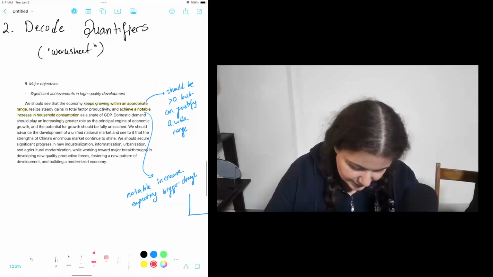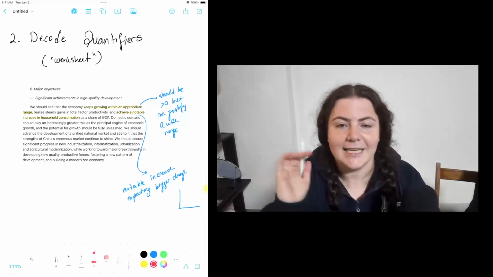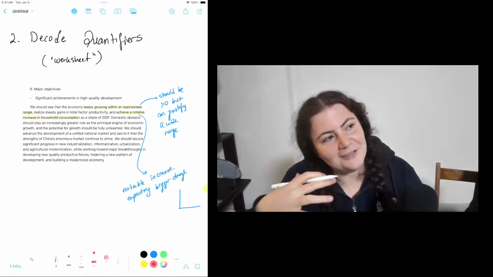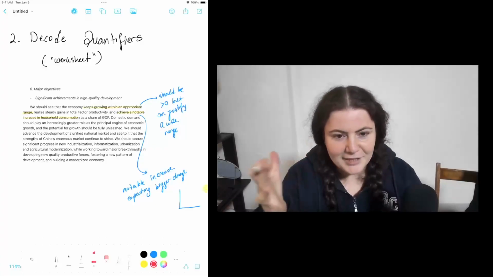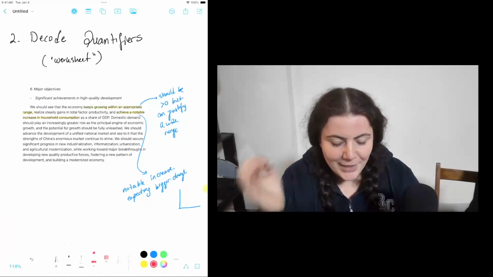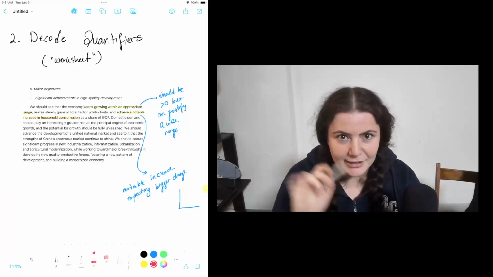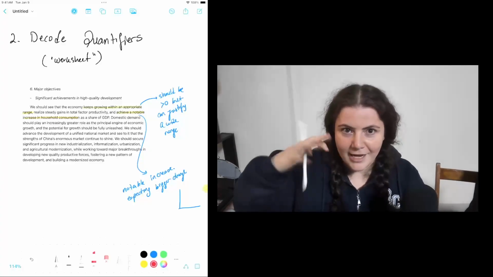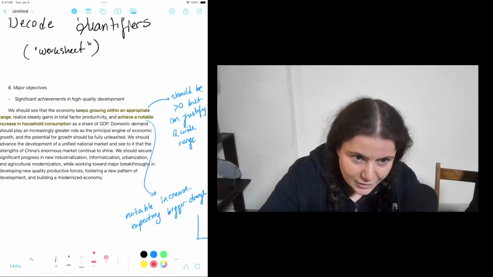Now, the second, let me see if I can put this. Okay, the second is decoding quantifiers. The 15th five-year plan, this document, feels a little bit like a worksheet, and I'll tell you how. I came up with this particular example, which had two back-to-back quantified references. Let's take a look. Let's read the first one.